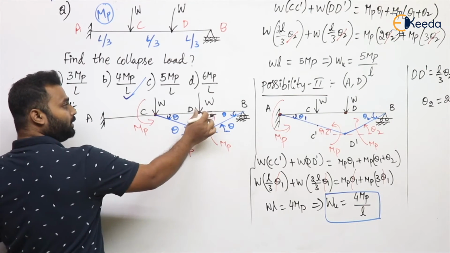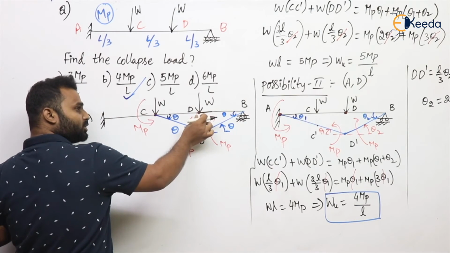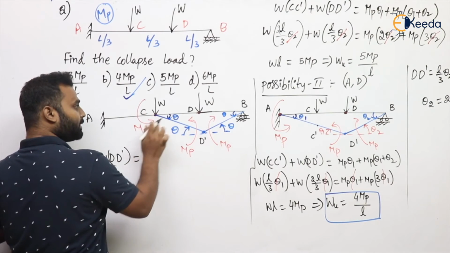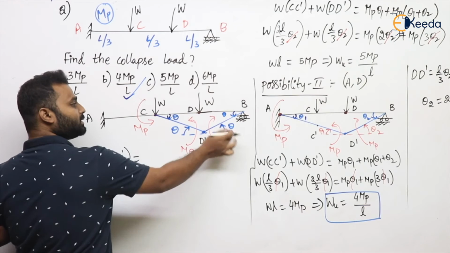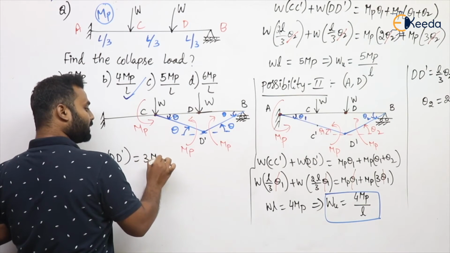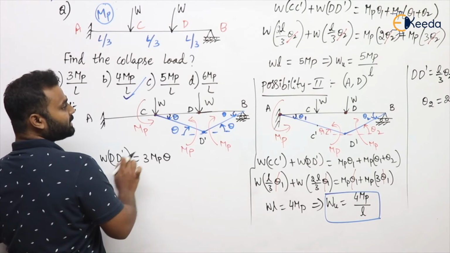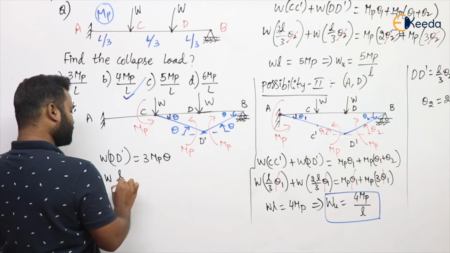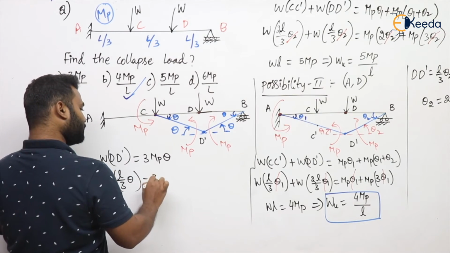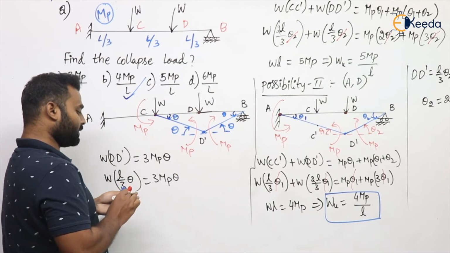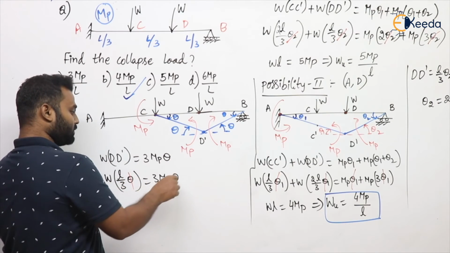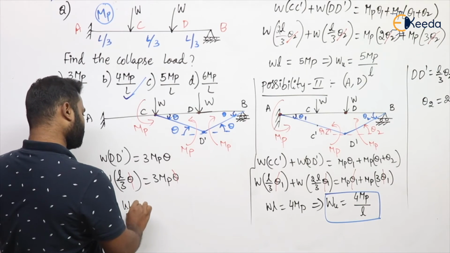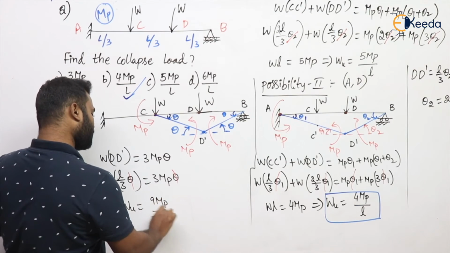So now the collapse load: work is done by only this load, not the other. So W into dd dash is equal to the internal work. This MP tries to make this theta, and these two MPs try to make this theta and this theta. So directly I will write 3 MP theta. dd dash is nothing but L by 3 theta. So W into L by 3 theta is equal to 3 MP theta. Now we can cancel theta in this equation. Finally, the collapse load is 9 MP by L.